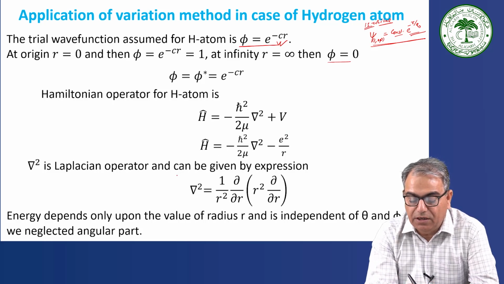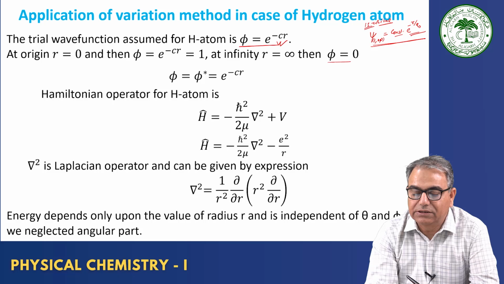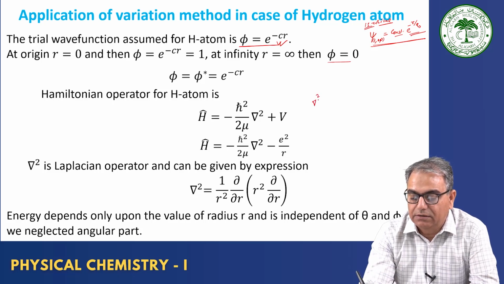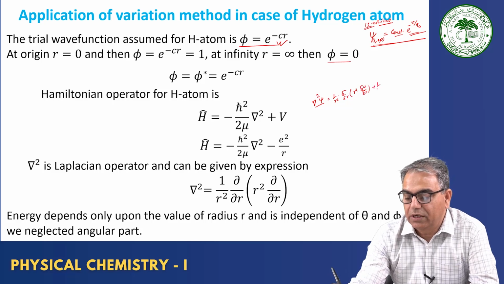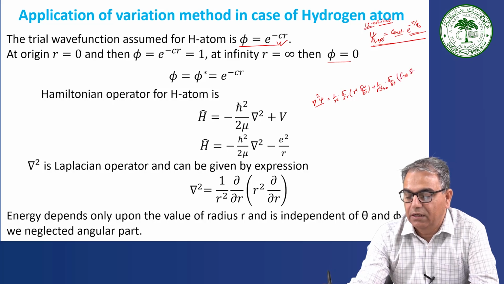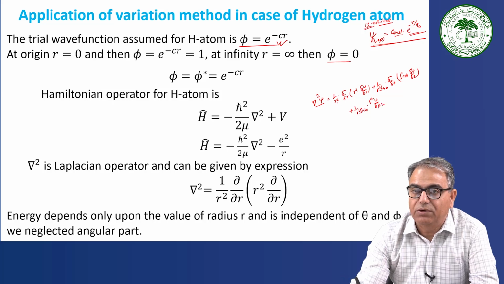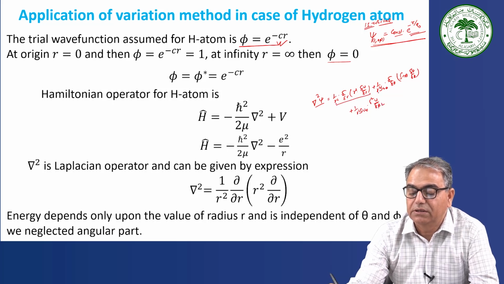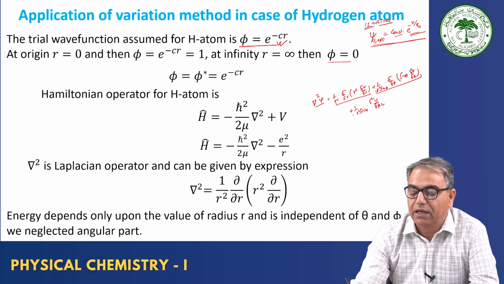Now del square is the Laplacian operator and can be given by the expression 1 by r square del by del r, r square del by del r. Just to refresh your memory, del square psi is written as 1 by r square del by del r r square del psi by del r, plus 1 by r square sin theta del by del theta sin theta del psi by del theta, plus 1 by r square sine square theta del square psi by del phi square. If you remember, the first part had only one variable r, the second part had two variables r and theta, and the third part had all three variables r, theta and phi.